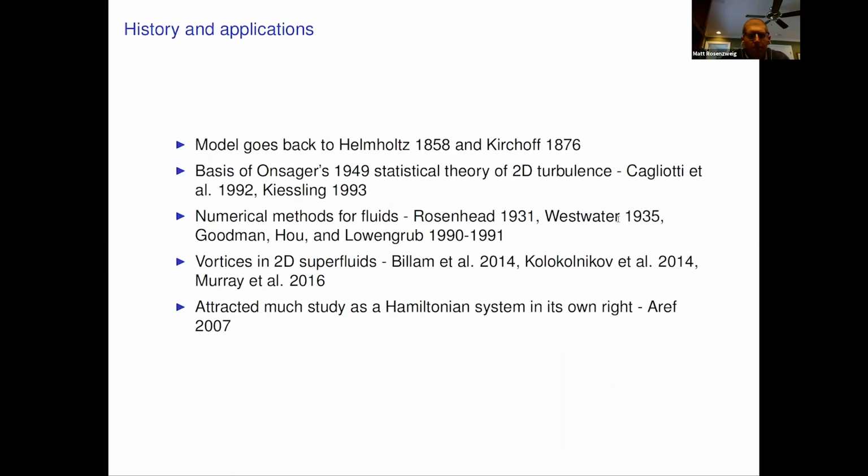So what's some history about this model? Well, as far as I know, it goes back to work of Helmholtz and Kirchhoff in the middle to second part of the 19th century. It was the basis of Onsager's statistical theory of 2D turbulence in his famous Nuovo Cimento paper, which was mathematically revisited later by Caglioti, Lions, Marchioro, Pulvirenti, and Kiessling in the 90s. It's also served as the basis for numerical methods for fluids, treated by a number of people. It's not an exhaustive list. And more recently, I learned that it's been used to model vortices in two-dimensional quantum superfluids. It's been considered in the physics literature for that purpose.